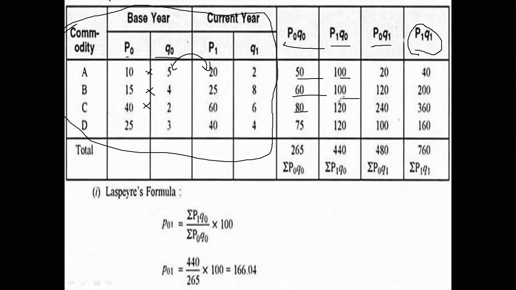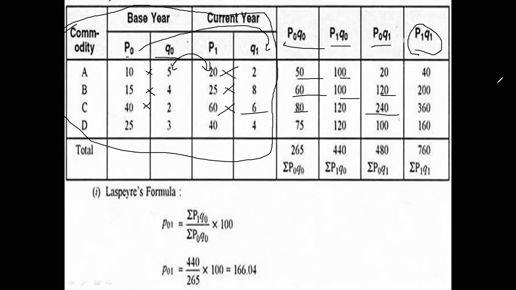Next is P0Q1, meaning price of base year and quantity of current year. Multiply them. 2 into 10, 20. 15 into 8, 120. 40 into 6, 240. In that manner, we have calculated P0Q1. And P1Q1 means price of current year and quantity of current year. So these values we need to multiply.